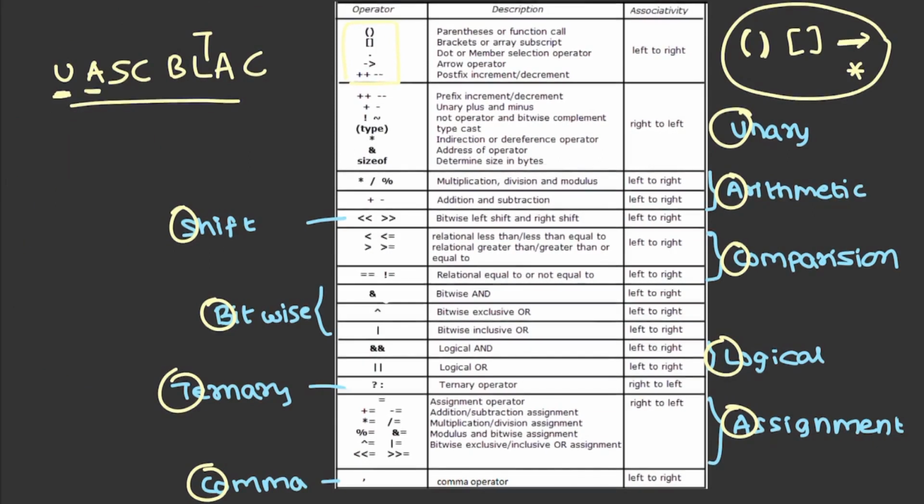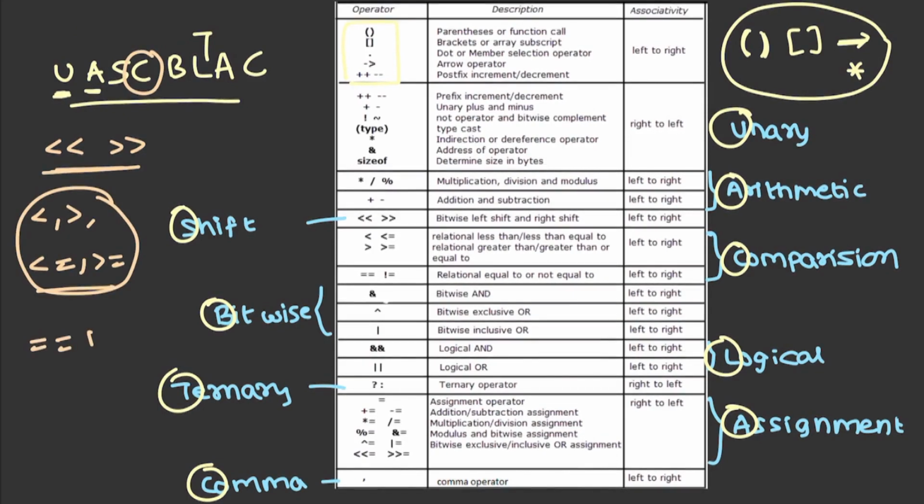In the case of shift operators, both the shift operators have the same priority. In the case of comparison operators, greater than, less than, greater than or equal to, less than or equal to, all of these have the same priority, and equal to and not equal to come in the second priority list. So first priority is the greater than or less than signs, and the second priority is equal to or not equal to. And then we have the bitwise operators, where AND operation is given preference over XOR and OR operation.